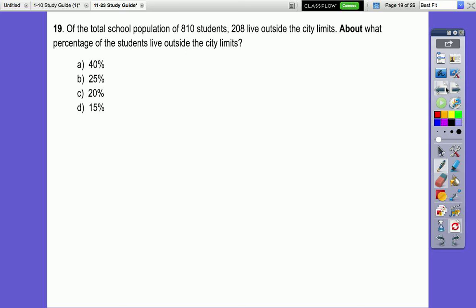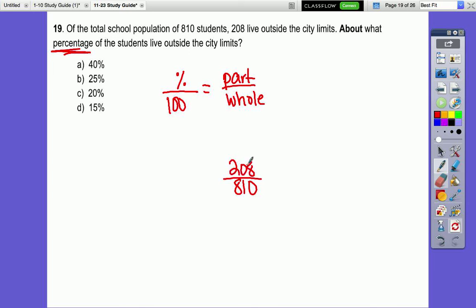So this one is over of. We're looking for a percentage, so we can use our percent equation. There is another way to do it. You don't have to use the percent equation. So we're looking for part to whole. They told us that there are 810 students, so that's going to go where the whole is. And the part that we're looking at is 208. And we don't know what the percent is, so we're going to put an X there and put it over 100.